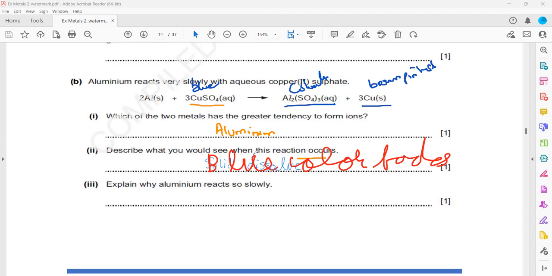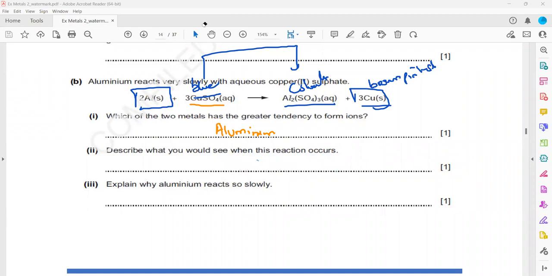So what is the observation? What will happen? The blue color will disappear, because copper(II) sulfate is blue and aluminum sulfate is colorless. 'Solid dissolves' is not 100% correct. Why is it not 100% correct? Because here one solid is dissolved and another solid is formed. So the best thing you will write is to mention the color: the blue color disappears, or the solution shows a color change from blue to colorless. That is one basic observation. And then aluminum added to this forms copper, so we'll say a brown or pink solid forms.